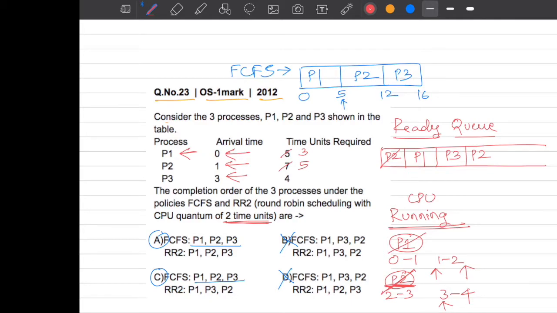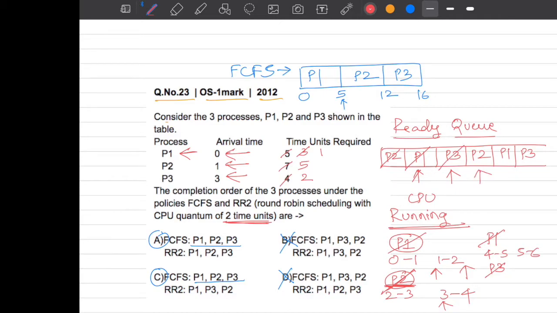And now in the next cycle, we have P1. So P1 comes here with the CPU and it runs from 4 to 5, 5 to 6. And again this is reduced to 1, 2 units are gone. And P1 goes back into our ready queue. Now next in the ready queue is P3. So P3 comes, P3 runs for 2 seconds. So I'll reduce this. P3 becomes 2. Then P3 goes into our ready queue. Let me strike this out.